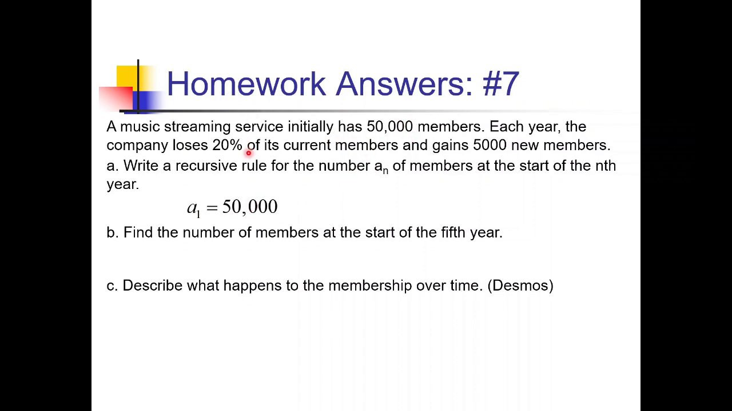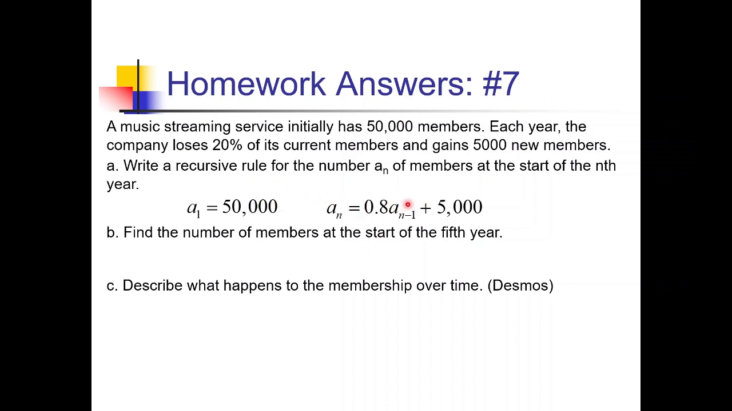And then if we're losing 20% and gaining 5,000, that means we have to take our previous value, we'll call it a sub n minus 1, and multiply it by 0.8. That's what losing 20% looks like as a percentage. So 0.8 times a sub n minus 1. And then we also have to add 5,000 for those new members. So this is our recursive rule that we can now use to figure out anything we want. What do we want to figure out? Well, they want us to tell them the number of members at the start of the 5th year. So let's plug this into the Desmos grapher.